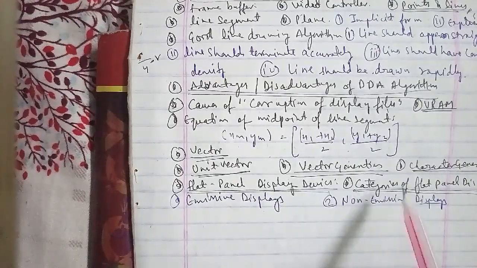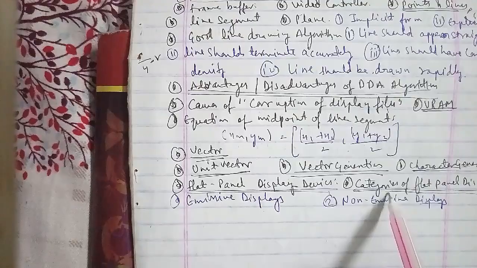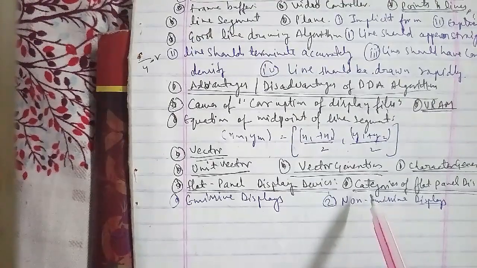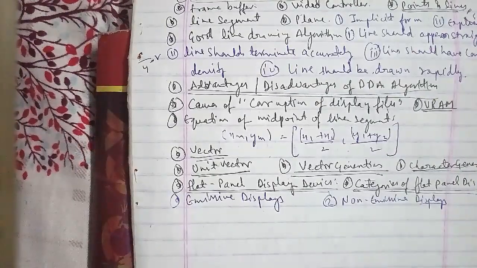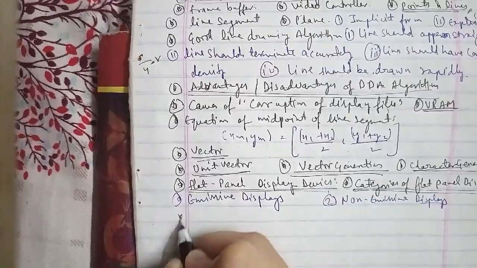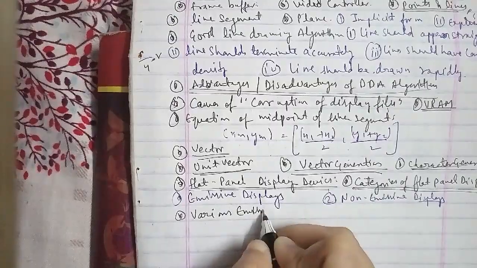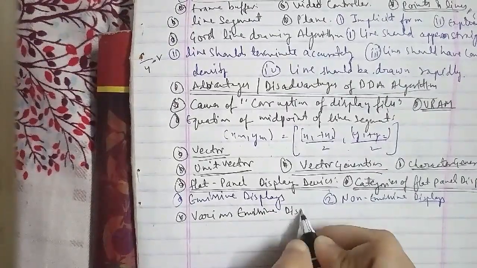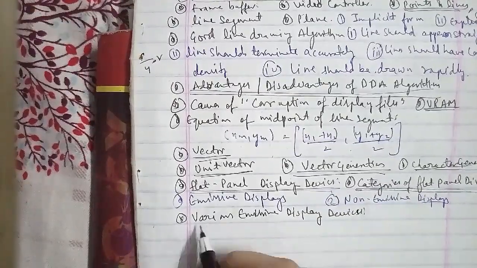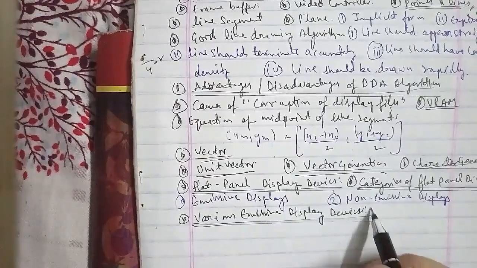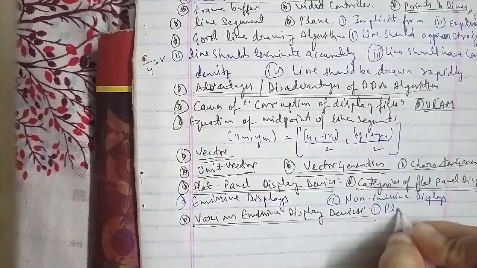Now we will be talking about the LCD, and the other thing we'll talk about is to discuss the various emissive display devices. In this, the various emissive display devices we'll talk about, the first we have is the plasma panel. The second we have is the thin film electroluminescent display.